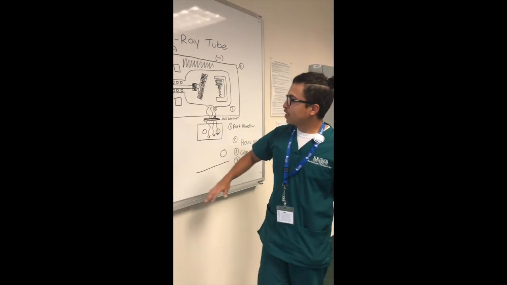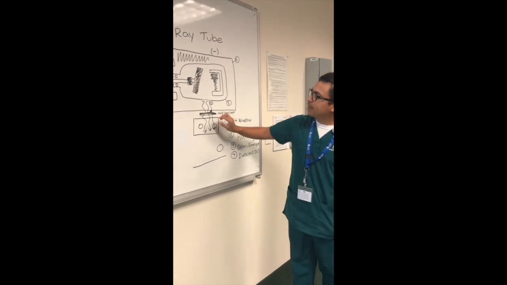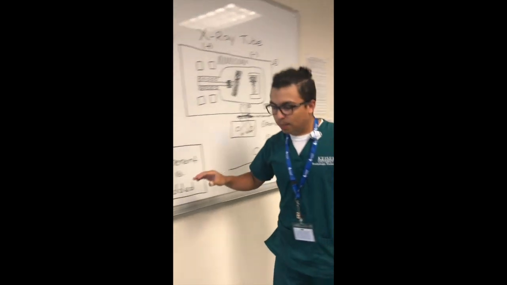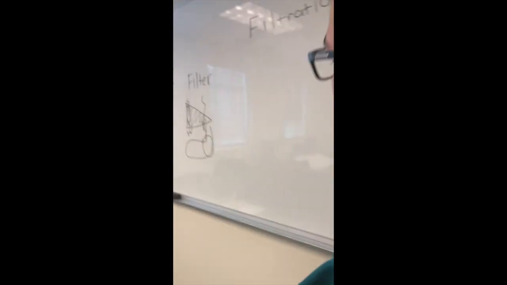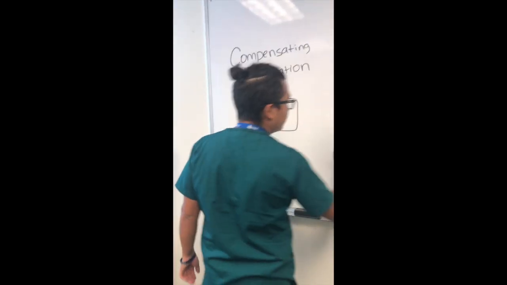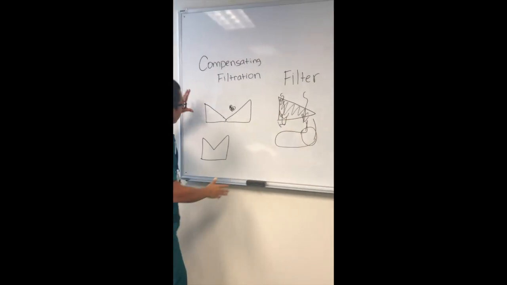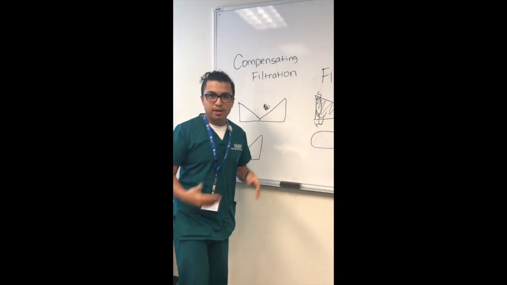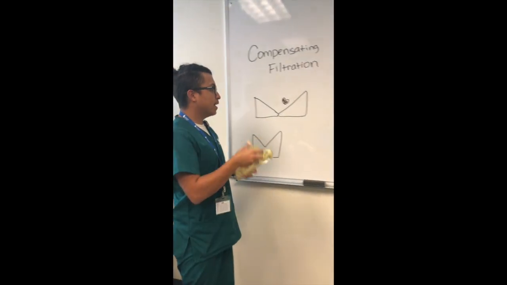We have the added filtration, which consists of the collimator and this thin sheet here that refers to the half value layer. We also have the compensating filters that consist of three common ones, which are the wedge filter, the trough filter, and the Furlick filter. And all of these are used depending on which part of the body it needs to be analyzed.